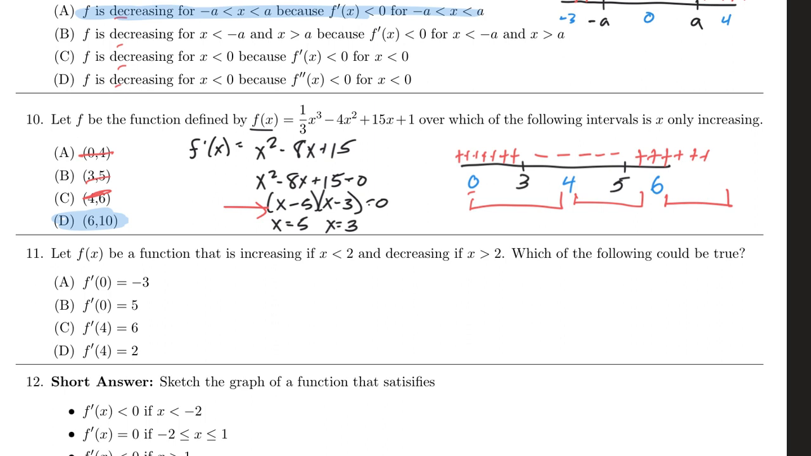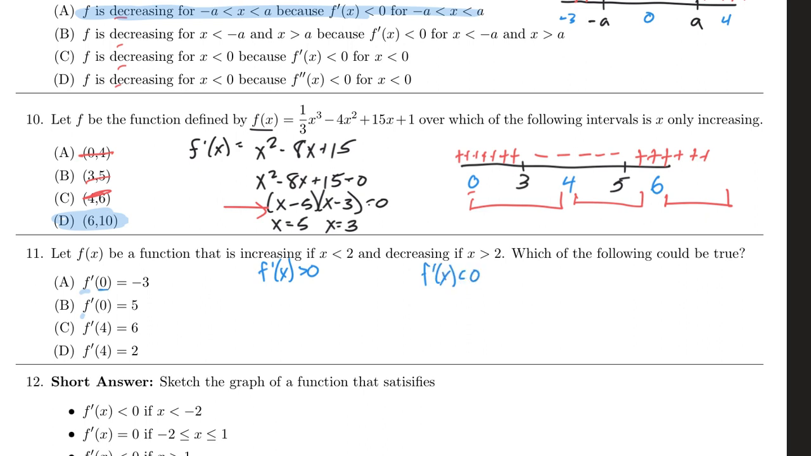That be a function that is increasing if x is less than 2 and decreasing if x is bigger than 2. Which of the following could be true? All right, and we're all related to the derivative. So remember, if the function is increasing, that means f prime is bigger than 0. If it's decreasing, our derivative is less than 0.